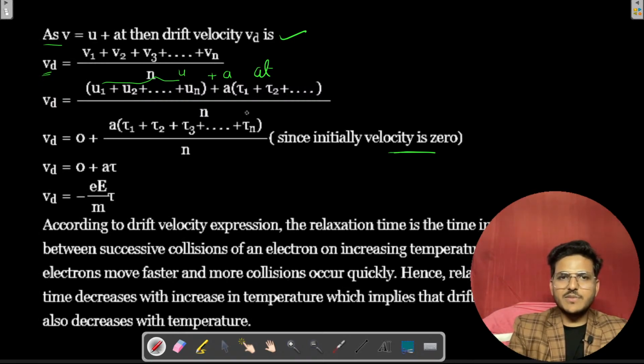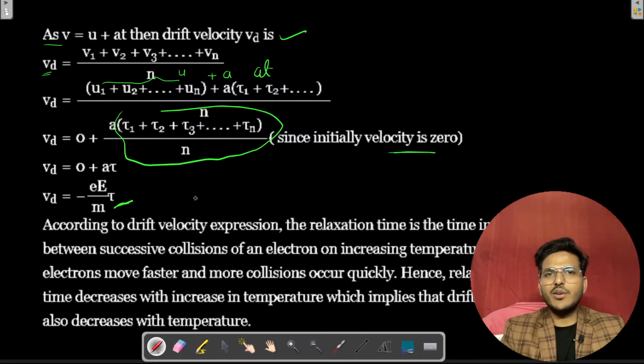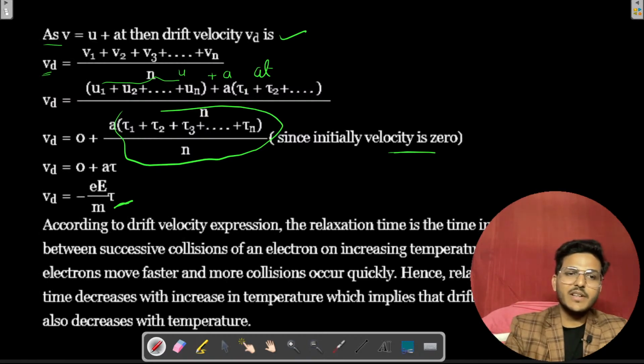This value is basically tau. So vd equals negative eE upon m times tau. This is basically your drift velocity.